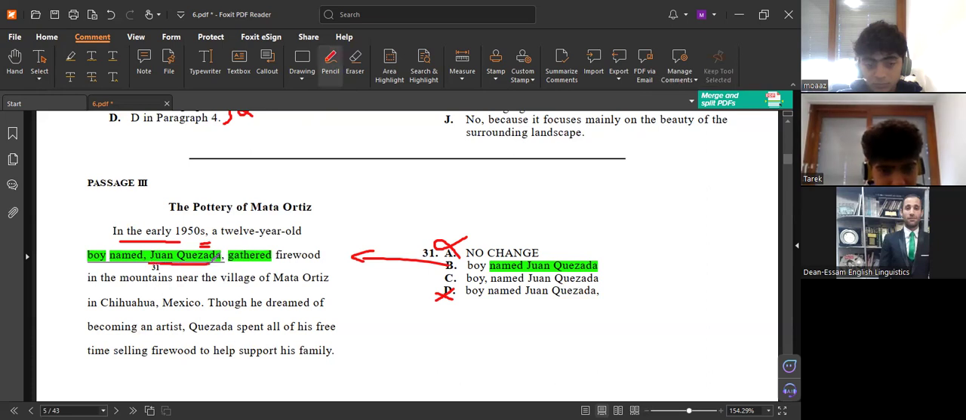Remember another way to know what's wrong. Can we make the name of the boy non-essential? It means the name of the boy is not important. How is it not important? We are in the first paragraph, and is the name of the boy important to know who did it? So we cannot make it non-essential. So by any means, we need a comma here, wrong. That's why letter B is correct.